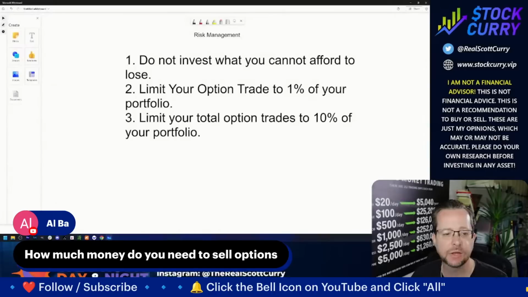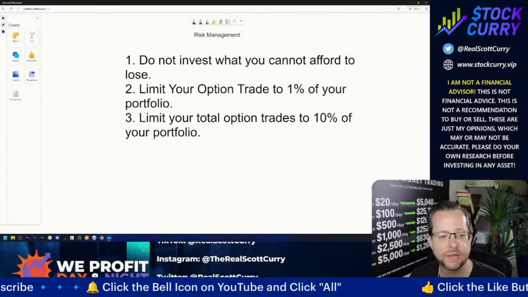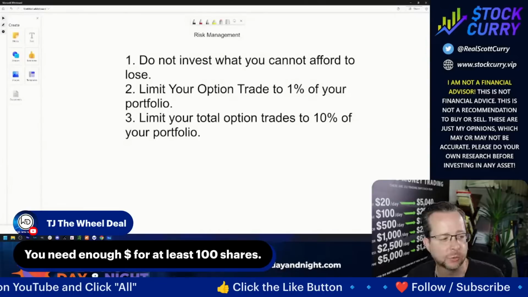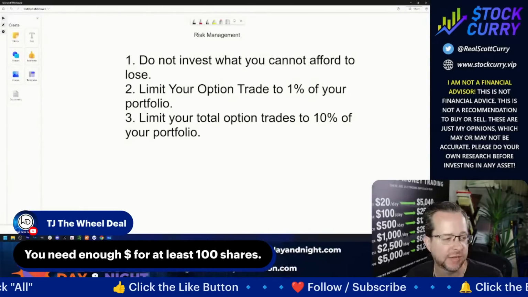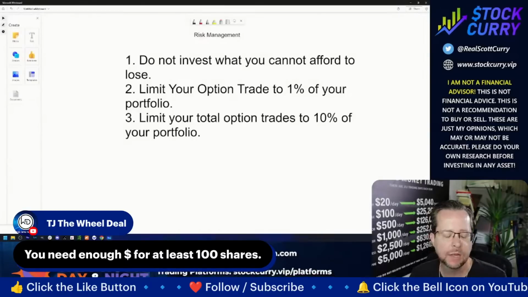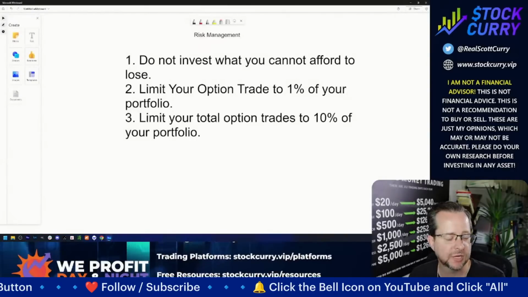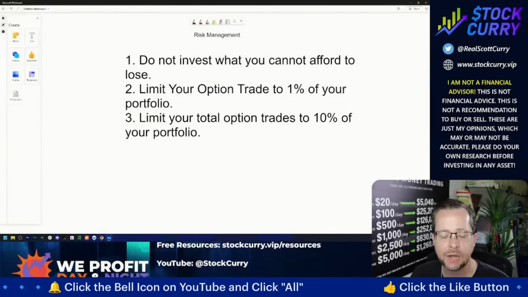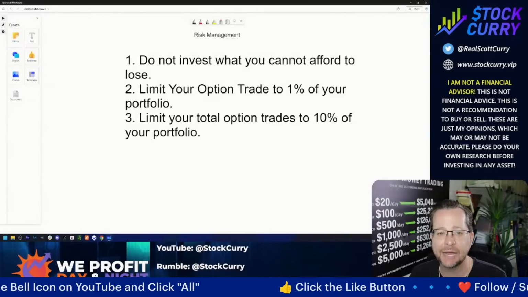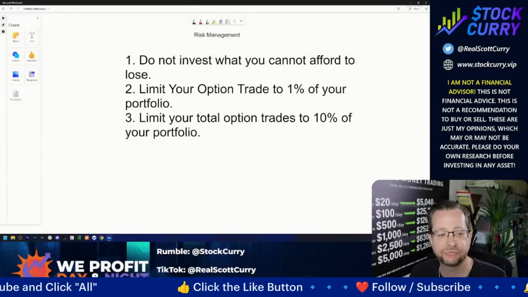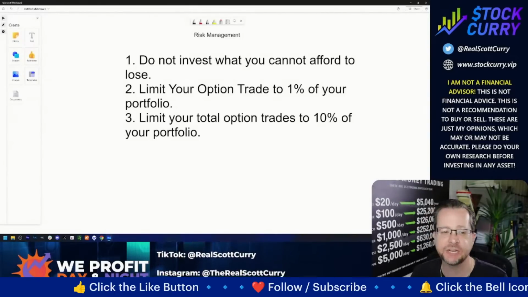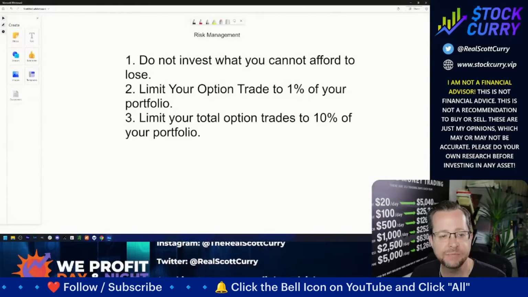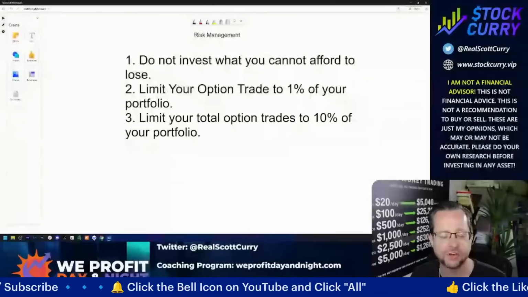All right. TJ says you also need enough money for 100 shares. That's only true on cash secured puts and covered calls. We'll talk about that in a minute. There are ways to do it with significantly less money. There are options you can sell with as little as $100 or even I've sold options for $50 in my account. So we'll talk about how to do that as well. You don't need a lot of money, but you do need a margin account.